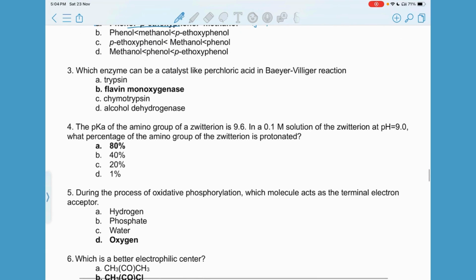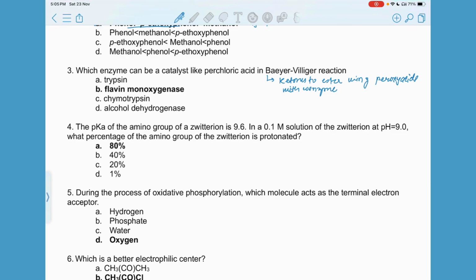Now for question number 3, it says which enzyme can be catalyzed like peracid in the Baeyer-Villiger reaction. Now we know in the Baeyer-Villiger reaction, ketones are converted to esters using peroxy acids, with a coenzyme.